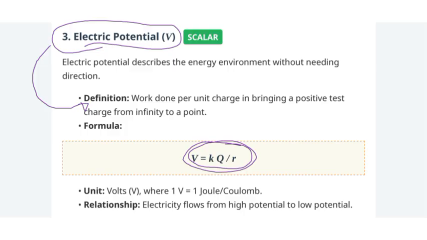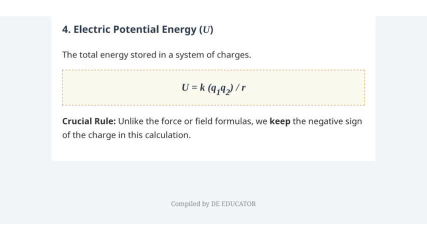All right. So the fourth concept we're looking at is electric potential energy, and electric potential energy is represented with the sign U. So the total energy stored in a system of charges is the electric potential energy. That's the total energy, and this is what it is represented as. It is a little bit similar to Coulomb's law equation, but the only thing is that it is not R square, it is just R. So please take note of that.